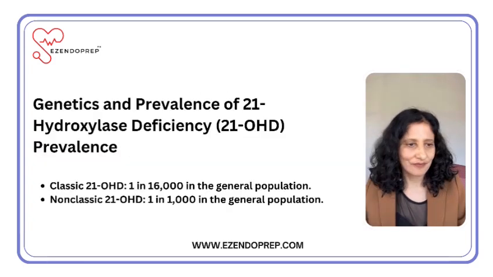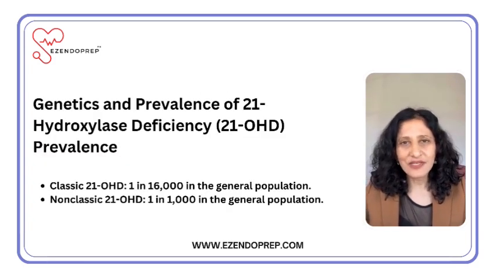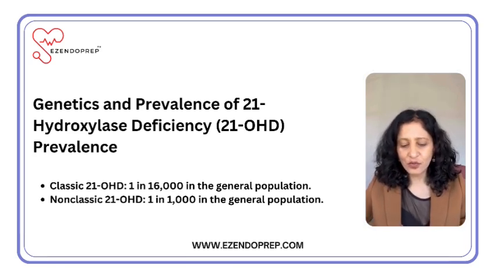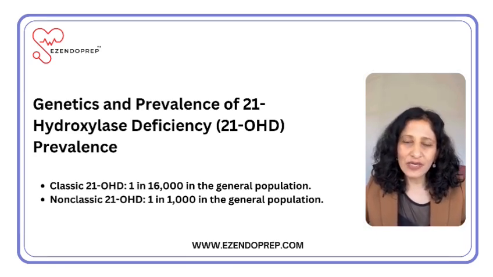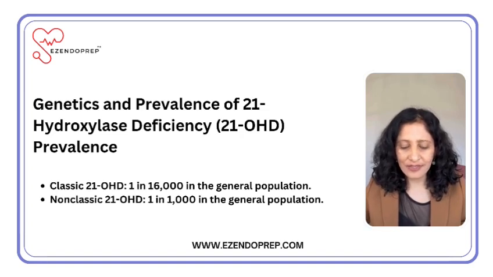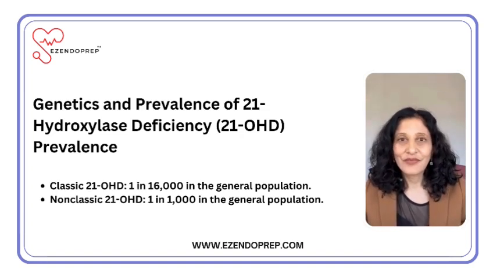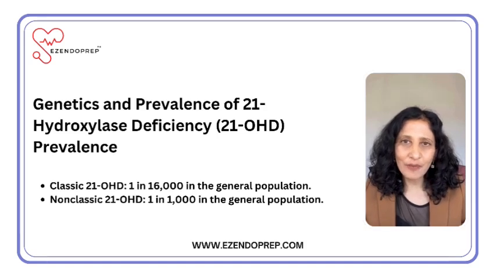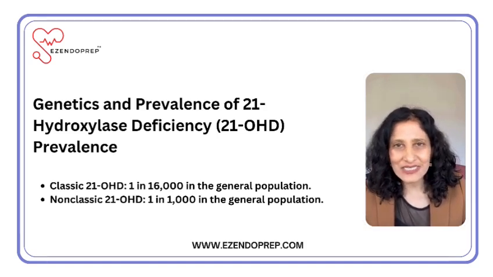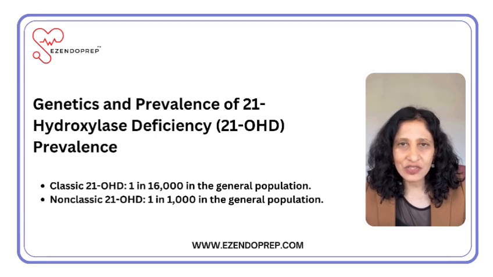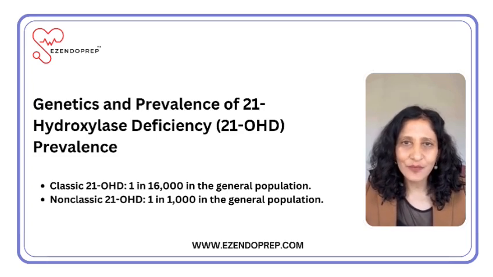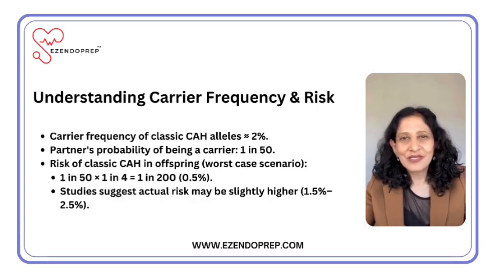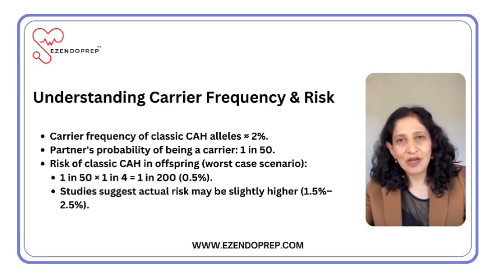Once we understand that, now we can look at the question and what they might ask us. First, we'll talk about the prevalence of CAH in the general population. Classic 21-hydroxylase deficiency is 1 in 16,000. Non-classic is 1 in 1,000. Now remember, this general population risk of 1 in 16,000 applies to the general population, but not somebody with a family history. The question I'm discussing, it's a young childbearing woman, and she has documented non-classic CAH, and she wants to start a family.